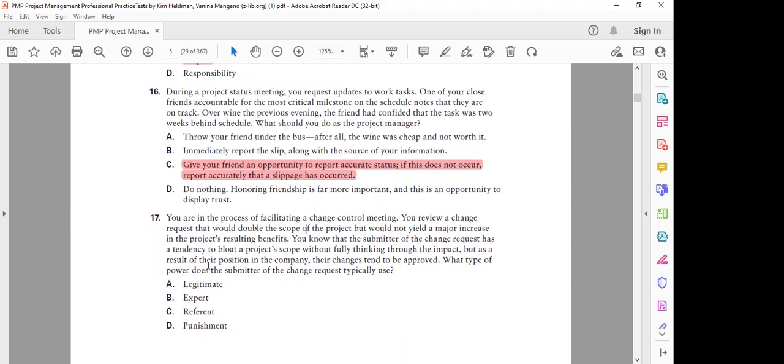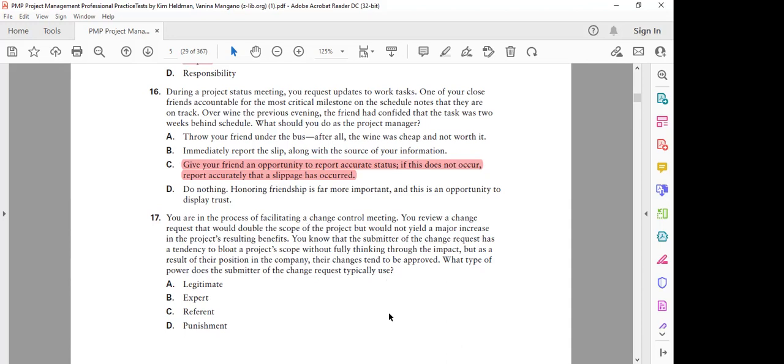Question number 17. You are in the process of facilitating a change control meeting. You review a change request that would double the scope. You know that the submitter of the change request has a tendency to bloat a project scope without fully thinking about the impact. But as a result of their position in the company, their changes tend to be approved. What type of power does the submitter of the change request typically use?